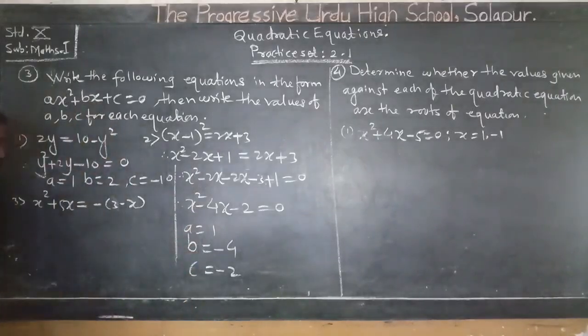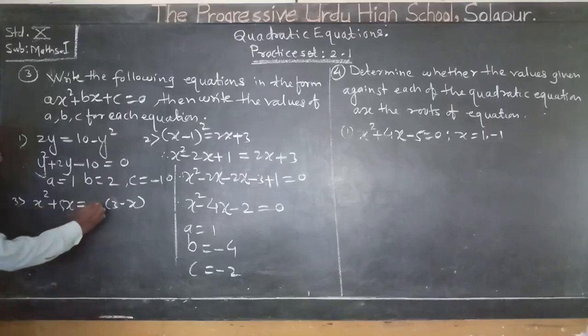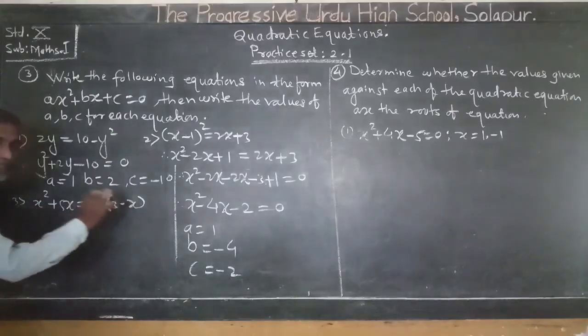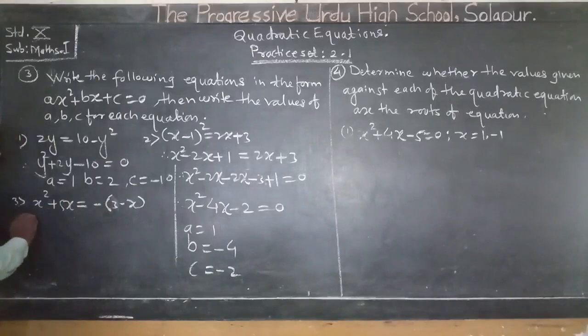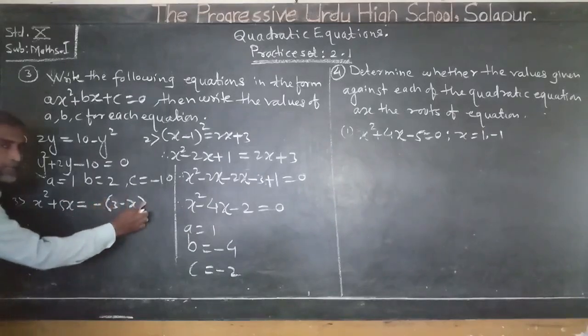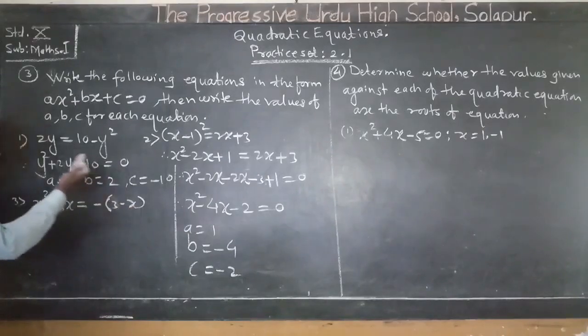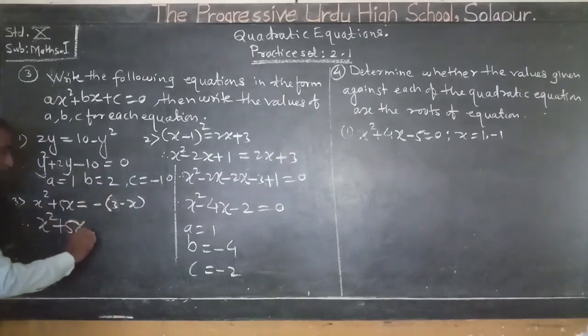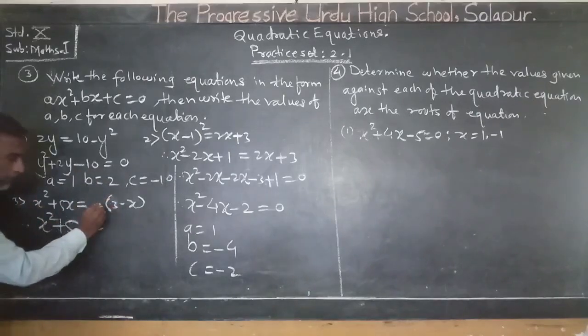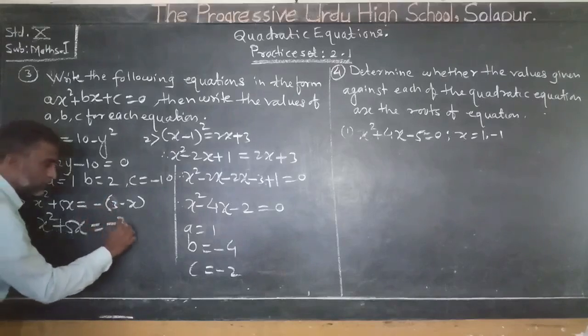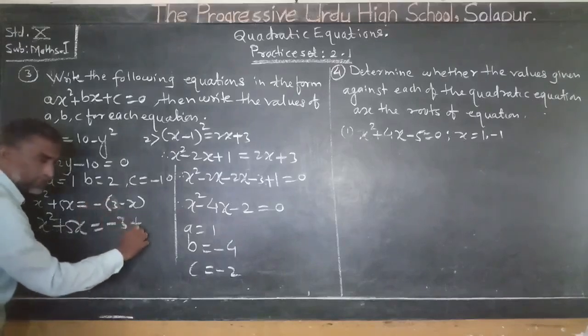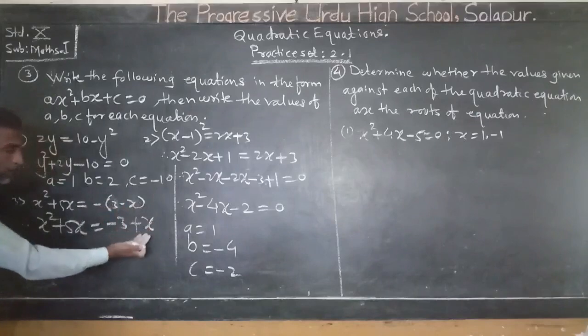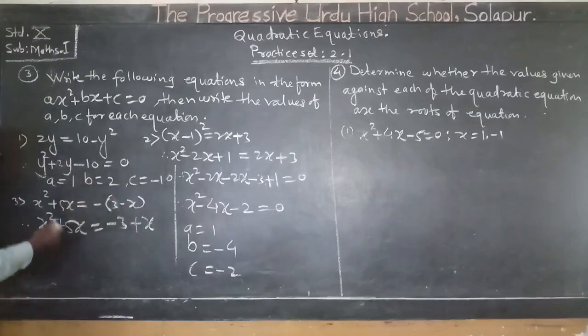Next example, example number 3. X square plus 5x is equal to minus into bracket 3 minus x. So first open the bracket and take all the terms to the left hand side. X square plus 5x as it is, open the bracket, minus into plus, minus 3, minus into minus, plus x as it is. Take these two terms to the left hand side.